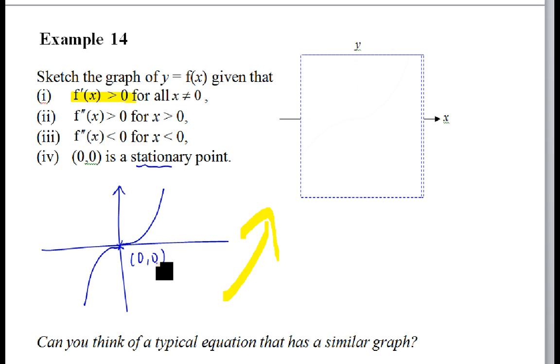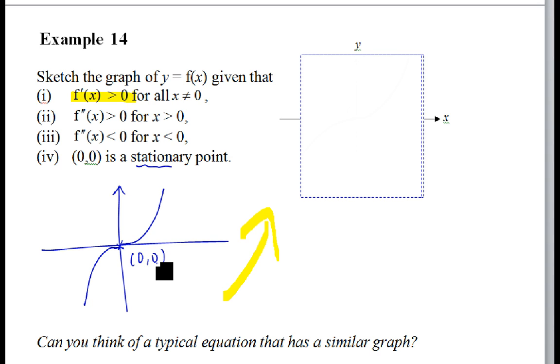Is this a point of inflection? Yes, it's a point of inflection. Yes, it's a stationary point of inflection, because it is a stationary point. Point of inflection, for those who are interested, means the point where the curve changes curvature. It changes from concave downwards to concave upwards. That is a point of inflection.